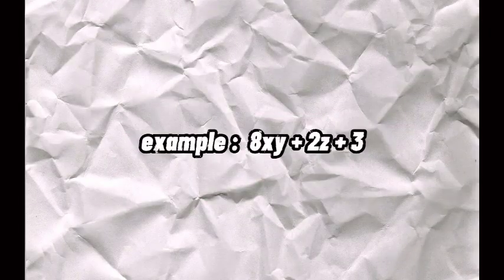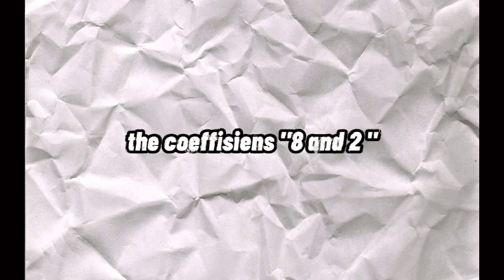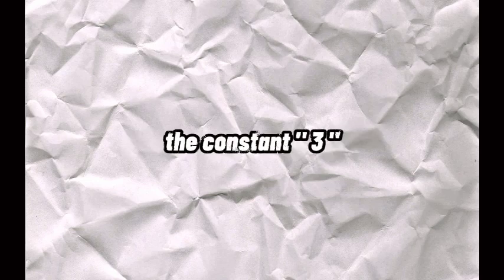An example is 8xy plus 2z plus 3. In this expression, we know that the variables are x, y, and z. Then the coefficient is 8, which is the coefficient of variables x and y. Then 2 is the coefficient of variable z. Then the constant here is 3.